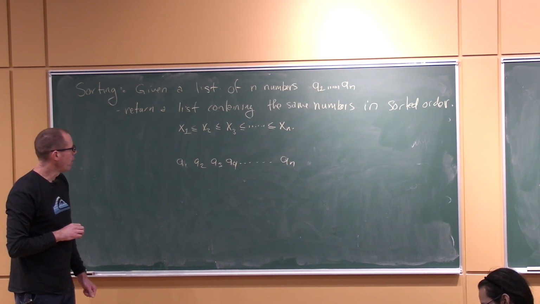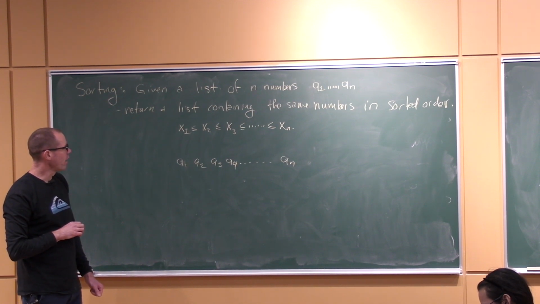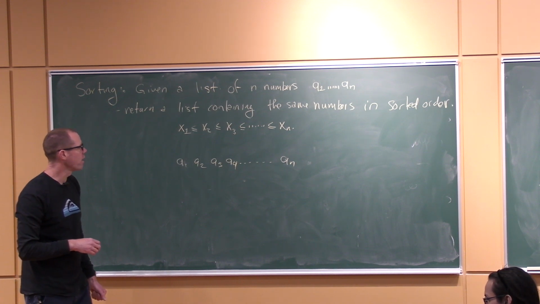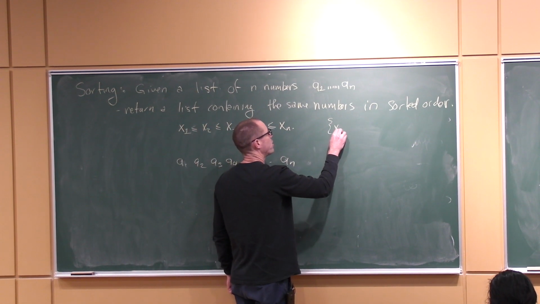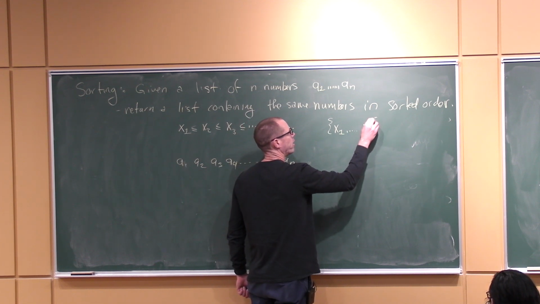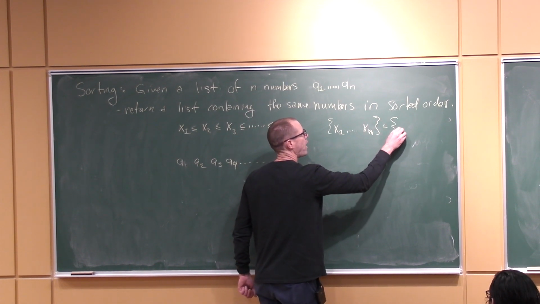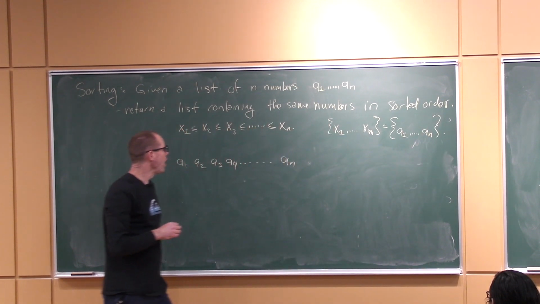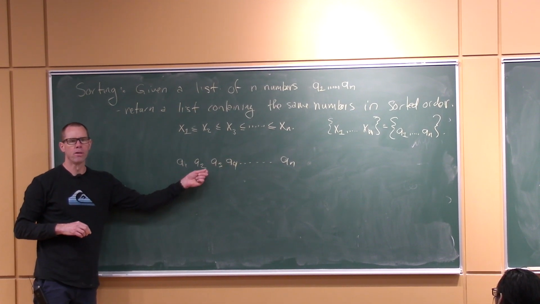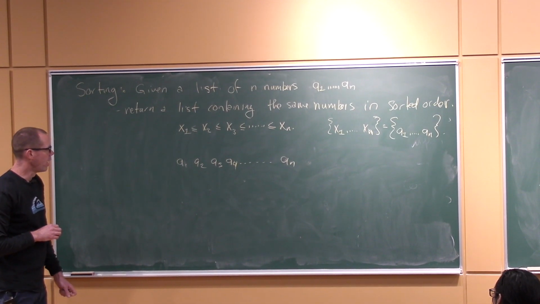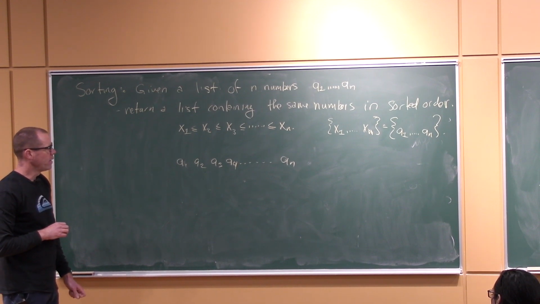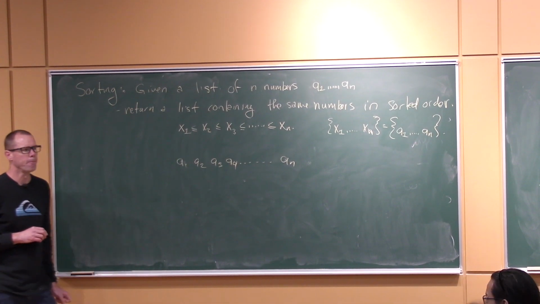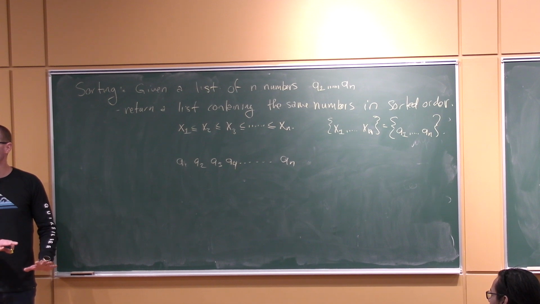In particular, when all the elements are distinct, that's easy to describe as just saying that the set x1 through xn is equal to the set a1 through an. But it can be the case that there are equal values in your list, in which case you want them to appear the same number of times in this one as they appear in this one. So it's clear what the sorting problem is.